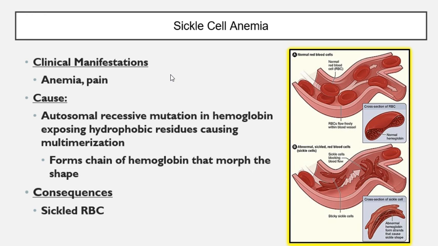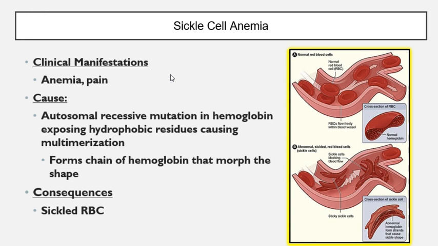It's an autosomal recessive mutation in the hemoglobin gene, and because of this mutation, the hemoglobin shifts to where it exposes hydrophobic regions. These hydrophobic regions will all stick to each other, because your cell's all water, like when you spray oil into water and it looks like it sticks together, even though it's just the water pushing it all together. I don't know. Y'all don't need to know that.